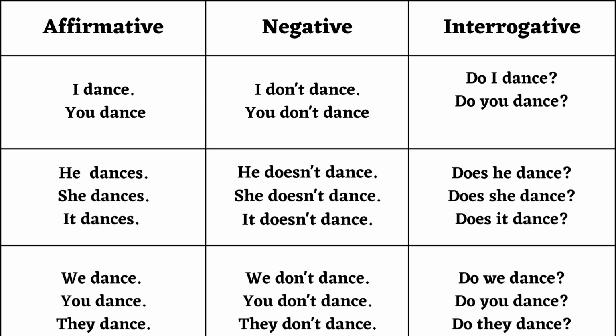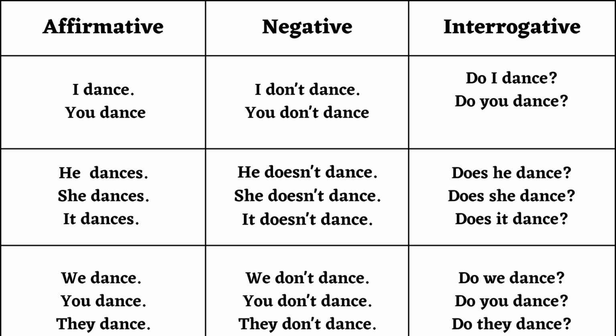Next, I have prepared a table where we see the affirmative, the negative, and the interrogative. The affirmative, we can say it's like the positive. The negative is something that you don't do, and the interrogative is the question. For example, in the simple present tense, we can say I dance. Remember, this is the simplest form of tense. I dance. You dance. In the negative, we have I don't dance and you don't dance. In the question or interrogative form, we have do I dance? Do you dance?